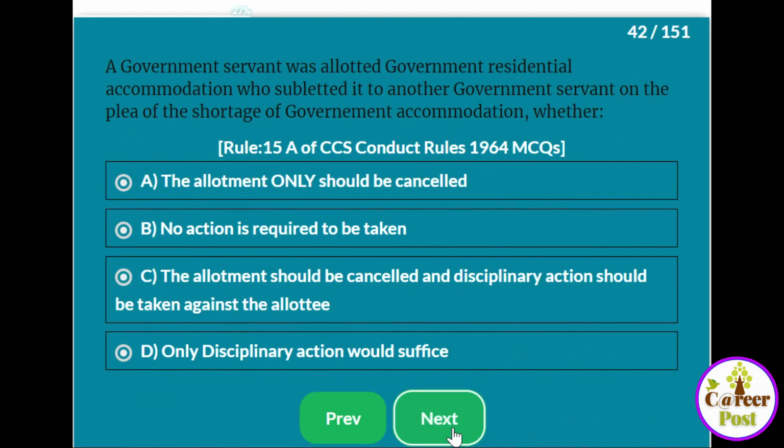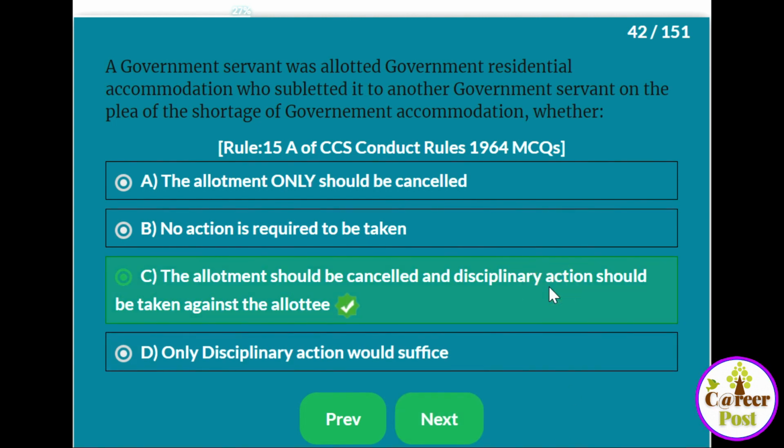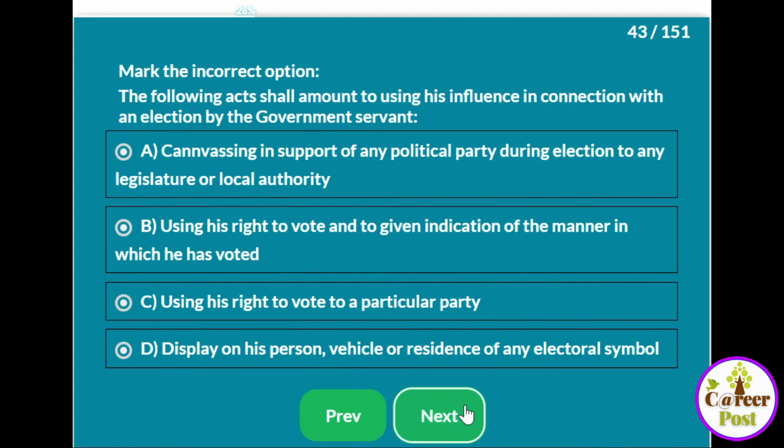A government servant was allotted government residential accommodation who subletted it to another government servant on a plea of shortage of government accommodation. Whether the allotment should be cancelled? No action is required to be taken. Only disciplinary action would suffice. The allotment should be cancelled and disciplinary action should be taken against the allottee. It is a serious offence. Make the incorrect option. Here you see that the option should be the incorrect one.